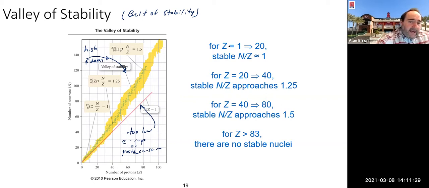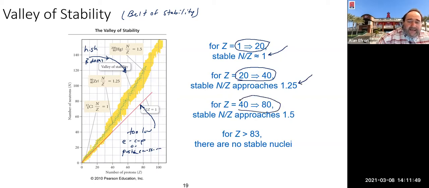So what determines if it's too high or too low? Well, we look at the atomic number. If the atomic number is between 1 and 20, an acceptable stable ratio is a ratio of 1. If you're between 20 to 40, an acceptable ratio is 1.25. If you're 40 to 80, the acceptable ratio is 1.5. And if you're greater than 83, there is no acceptable ratio. You're probably radioactive.